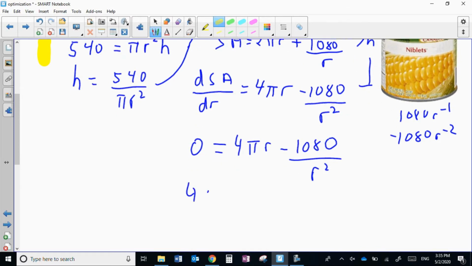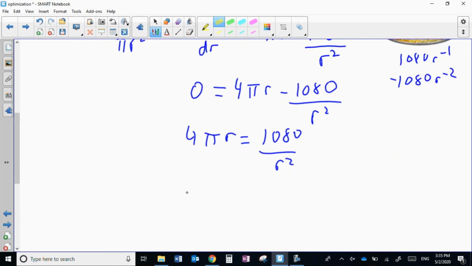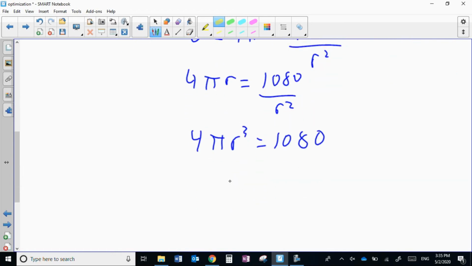And I get 4 pi r equals 1080 over r squared. Multiply by r squared gives me 4 pi r cubed equals 1,080. Divide by 4 pi and take the cubed root.